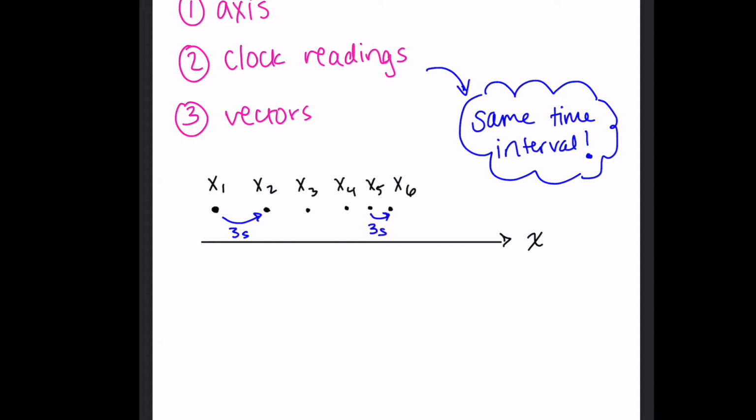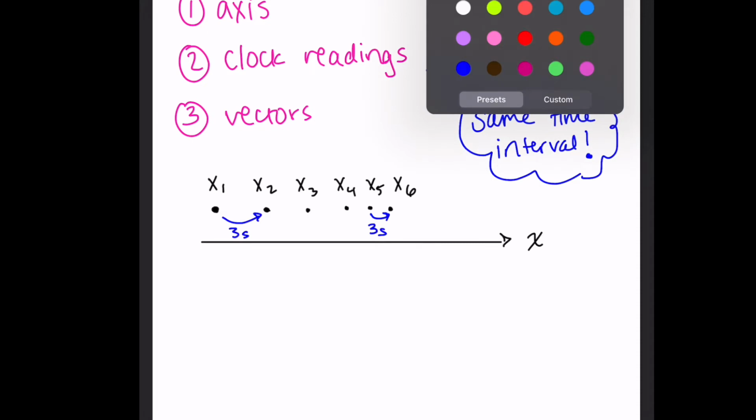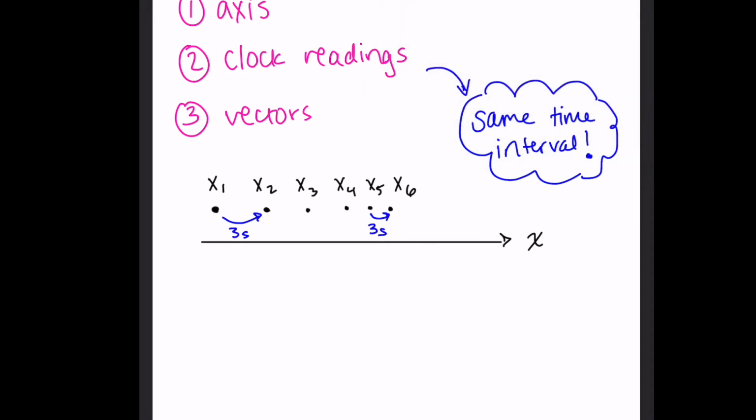So what are the implications of that? Well, that means that in 3 seconds over here, our object traveled this far. But in 3 seconds towards the end of the motion, our object only traveled this much. So what we can see is as the intervals progress in this motion diagram, the displacement is decreasing. And that means that the object is slowing down.